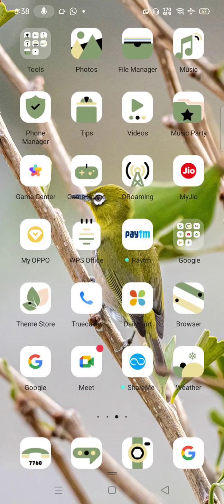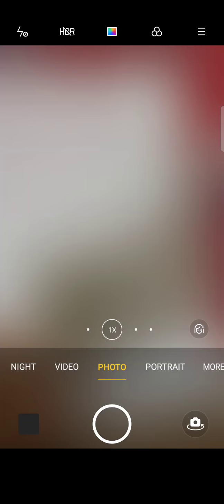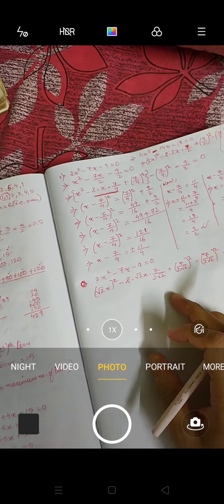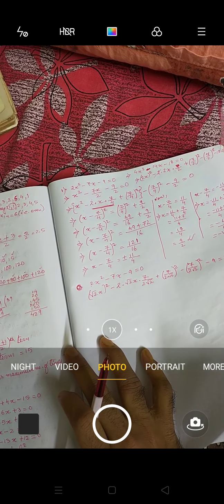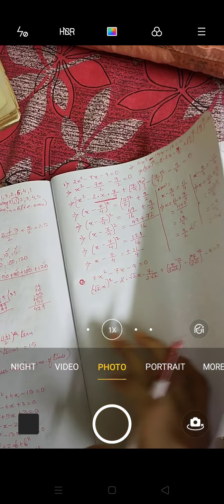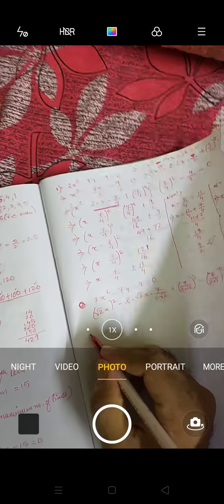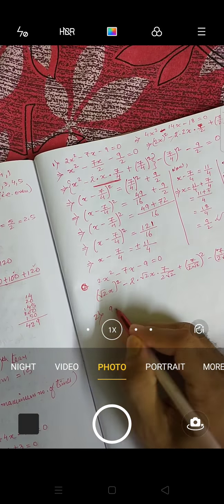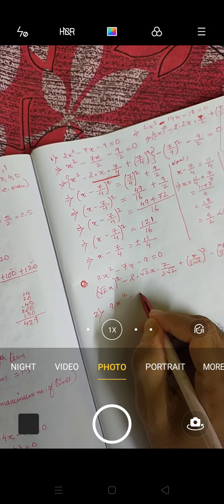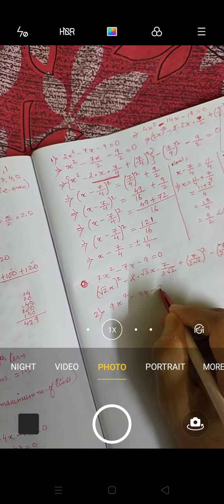Now I am moving to the next question. Okay, completing the square, next question. Which question shall I take? I'm taking this question, number 2. The question is 9x square minus 3x minus 2 equals 0.